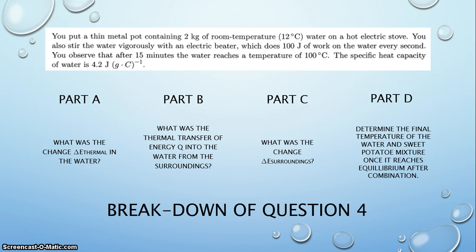So in this question there are 4 parts. In part A, you have to determine the change in thermal energy of the water. Part B asks you to find the thermal transfer of energy Q from the surroundings into the water. Part C wants you to find the change in energy of the surroundings. And last, part D asks you to find the final temperature of the mixture of sweet potatoes and the water, which has boiled, once it has reached equilibrium.